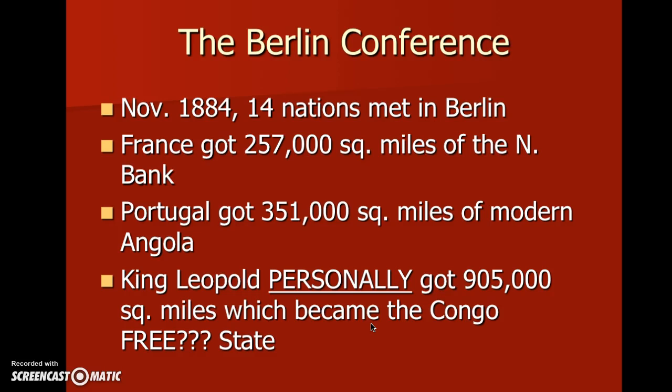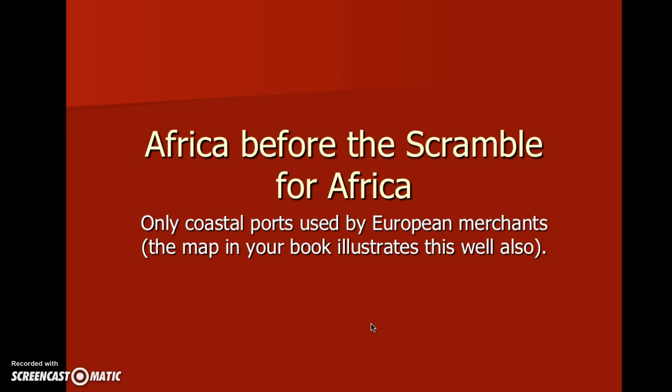Remember, the Berlin Conference, 1884, 14 nations met in Berlin, and some highlights: France got 257,000 square miles of the North Bank. Portugal got 351,000 square miles of modern Angola, and King Leopold personally gained 905,000 square miles, which became the Congo Free State. So let's take a look at the scramble for Africa real quick.